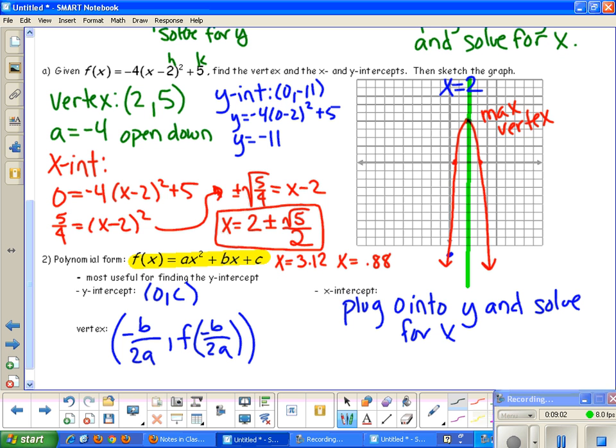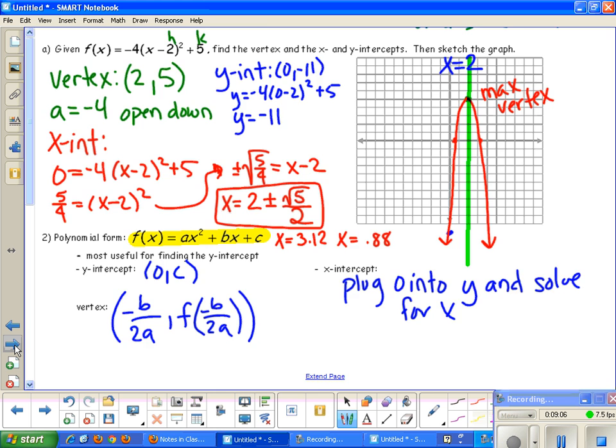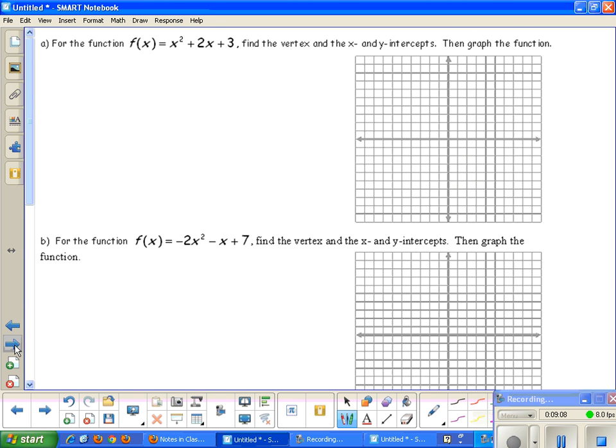So let's go ahead and practice graphing this then. So if I want to graph this function, we want to find the vertex and x and y intercepts and then sketch the graph. So for this, I know that the easiest thing to do would be to find the y-intercept first, so I'm going to write that down. So how do I find that? I plug 0 in for x and solve for y, so I would get 0 comma 3. So when I plot this on my graph, I have 0, 1, 2, 3, which would be right there.